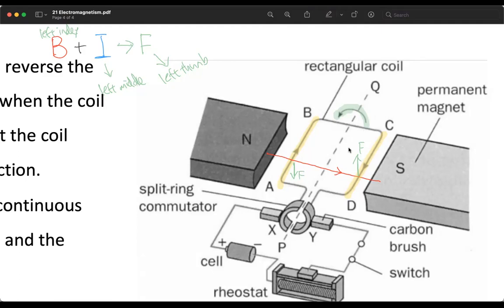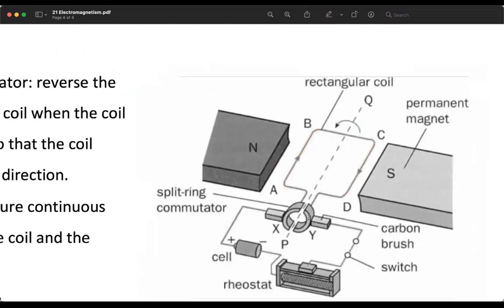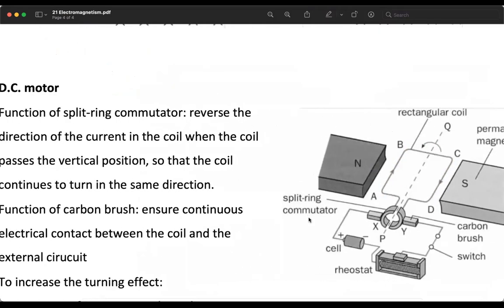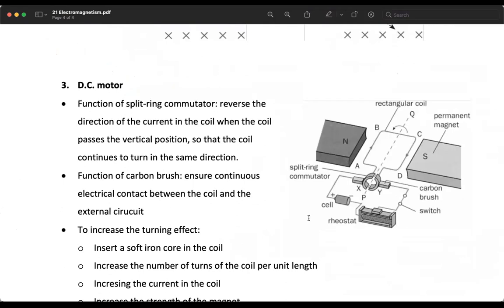Ryan, Bei Kuan, can you see? Thank you, Bei Kuan. Ryan, are you there? Okay, very good. Ryan, are you there? I'm going to end the lesson already. Are you there? So Ryan, can you see why this coil will turn anti-clockwise?